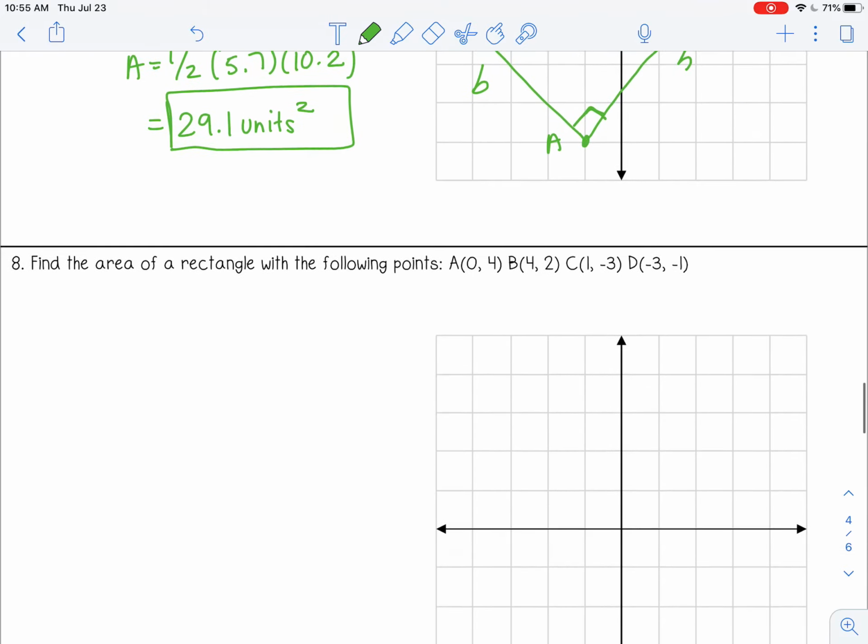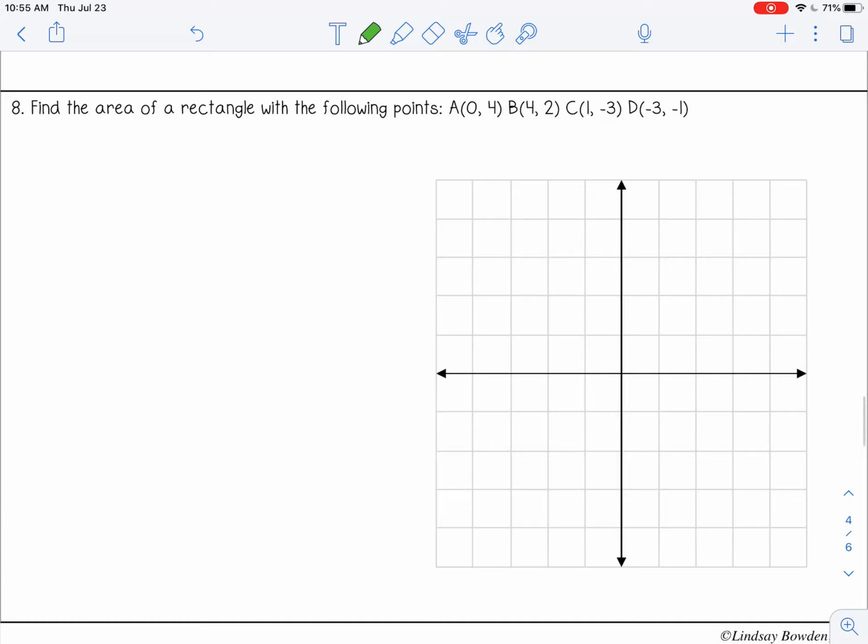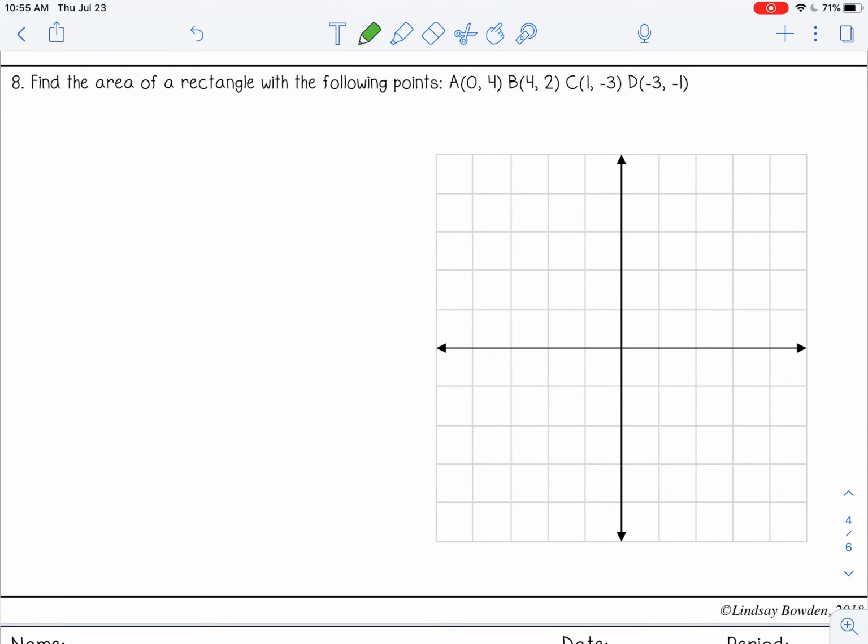All right, and then in the last example, find the area of a rectangle with the following points. All right, so let's graph this. 0, 4, 4, 2, 1, -3, -3, -1. So go ahead and graph it and connect your points. Oh, I see I did this one wrong. There we go.